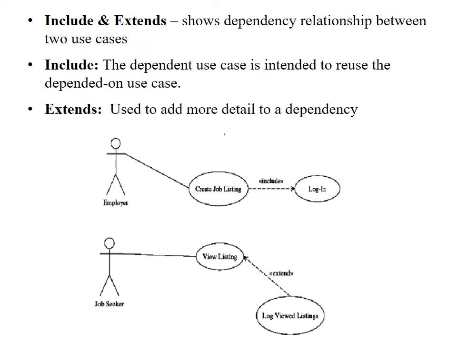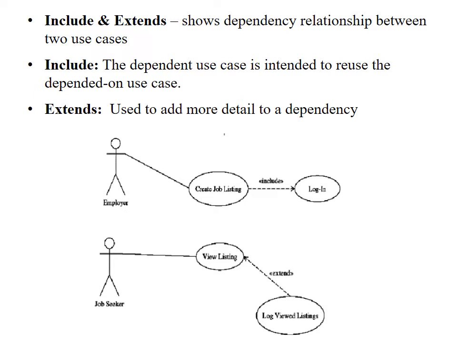The include and extends relationship shows dependency between two use cases. Include relation represents the dependent use case is intended to reuse the dependent on use case. For example, consider create job listing which includes login. So here the dependent use case is create job listing.